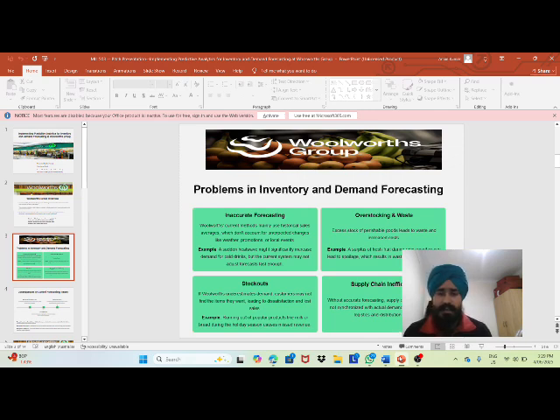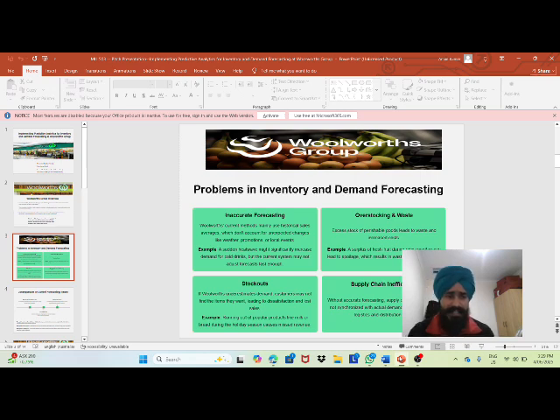One of them is inaccurate forecasting. Woolworths' current methods mainly use historical sales averages, which don't account for unexpected changes like weather or promotions. Basically, inaccurate forecasting means it doesn't consider changes like weather, promotions or local events. It could have a detrimental effect on the growth of the company.